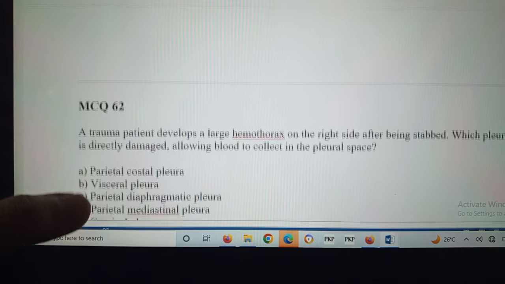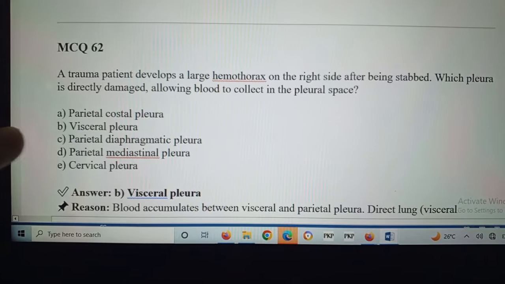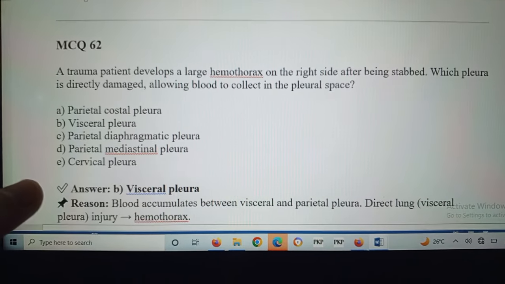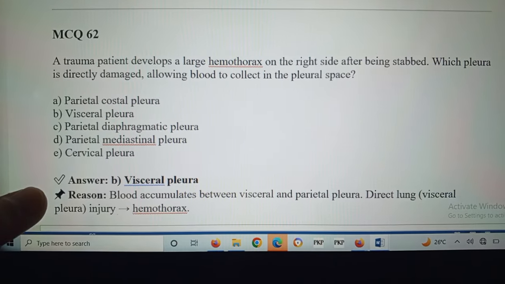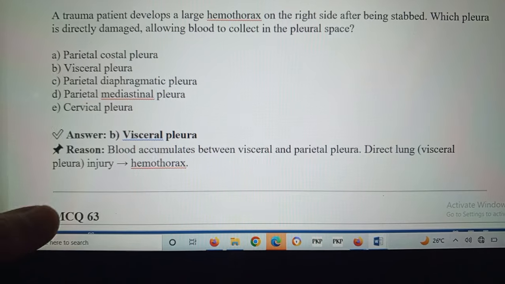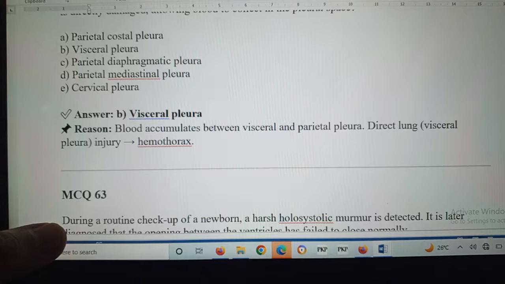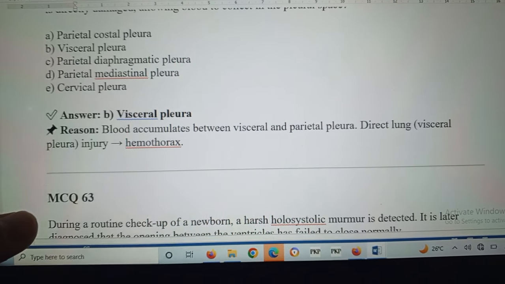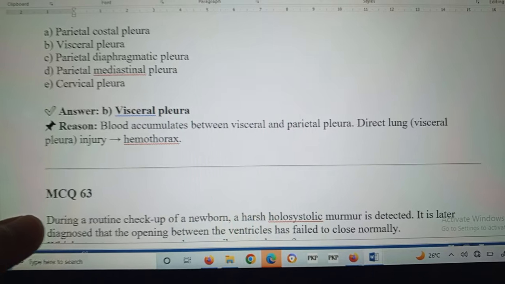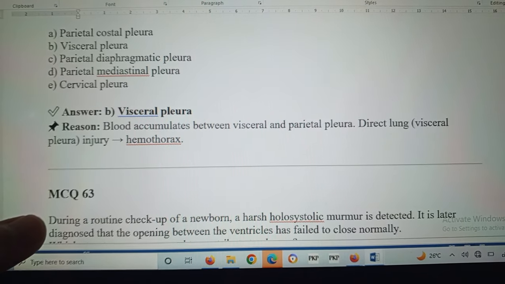Tracheoesophageal fistula. A trauma patient develops a large hemothorax on the right side after being stabbed. Which pleura is damaged? Visceral pleura. Blood accumulates between the visceral and the parietal pleura. Direct lung injury, visceral pleura, hemothorax. But this BCQ is from the respiratory system.